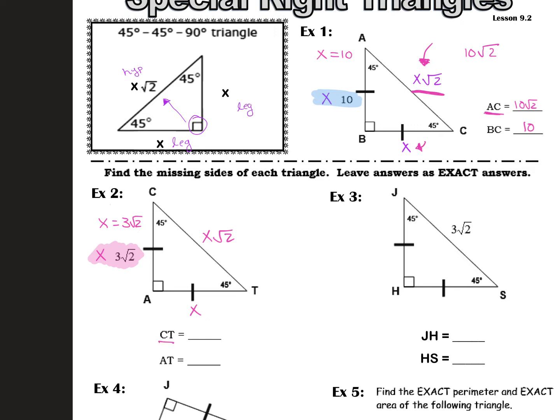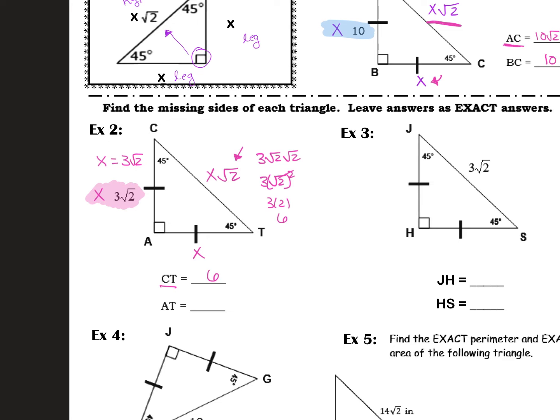So I'm looking at CT first. So CT is this side over here. So I'm going to plug in 3 radical 2, radical 2. All right, so what happens here is this is really just 3 radical 2 squared. And when I square a square root or a radical, it just cancels out. So all I'm left with is 3 times 2, which is going to be 6. All right. And then my AT is going to be the same as my other side. So it's just going to be 3 radical 2.